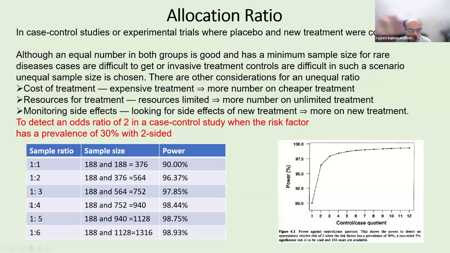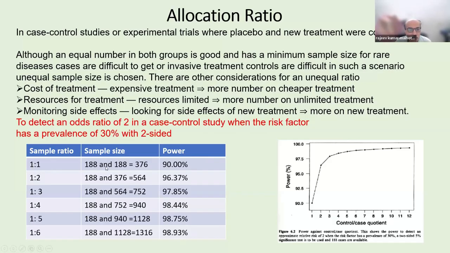Similarly, if I go for 1 to 5, then my cases are 188, controls will be 940, and the sample size is 1128, and you see that the power goes from 90% to 98.75. So I have a gain of 8.75, but look at how much the sample has increased for this. If you go for 1 to 6, there is a sample size increase of 188, but the power hardly increases, only by 0.2. So there is not much increase in the power. You have to take care of that while choosing the allocation ratio.